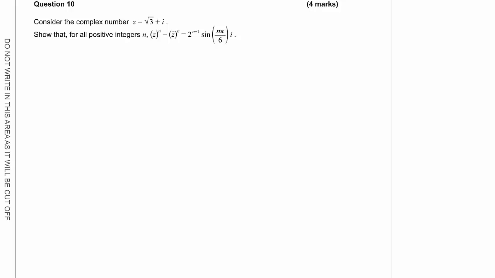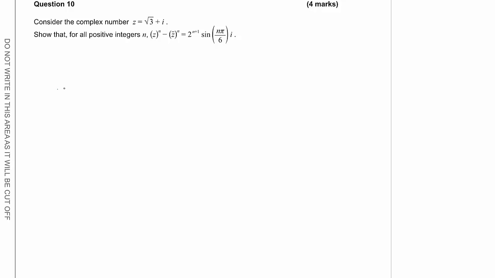Consider the complex number z is root 3 plus i. Show that for all positive integers n, z to the n take away the conjugate of z to the n is 2 to the n plus 1 sine n pi by 6 i.